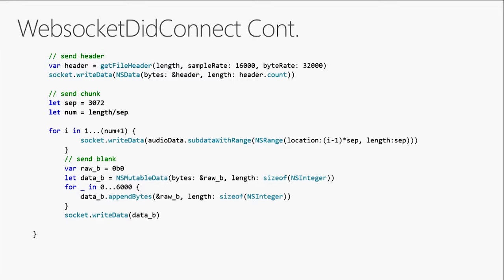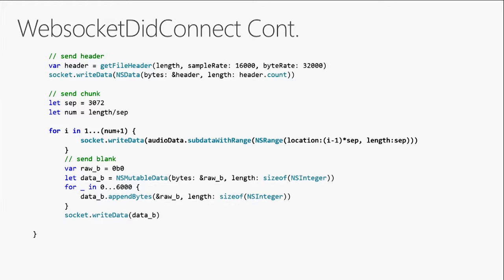We're going to take the data that we have and we're going to put it into 3K chunks. And then once we chunk up the audio, we're going to write it to the service. Now at this point, we're going to start getting data back from the service.